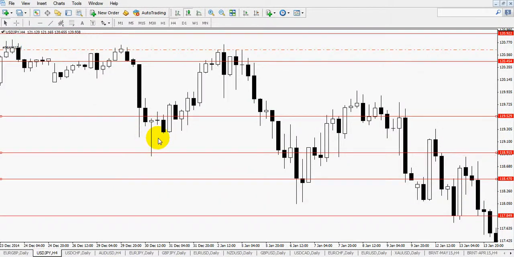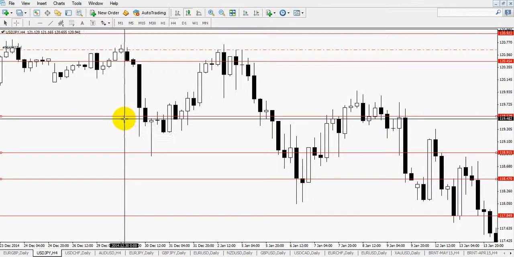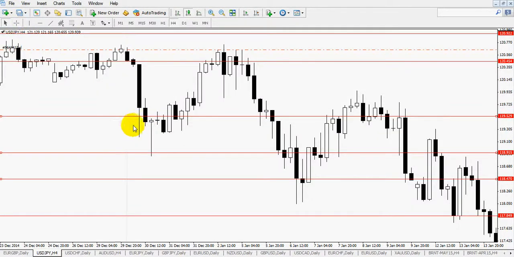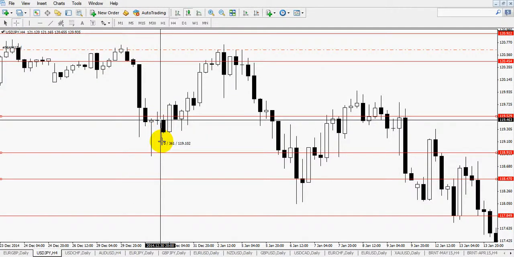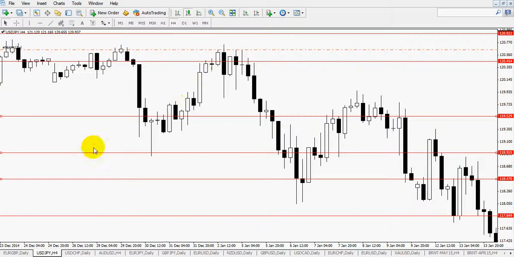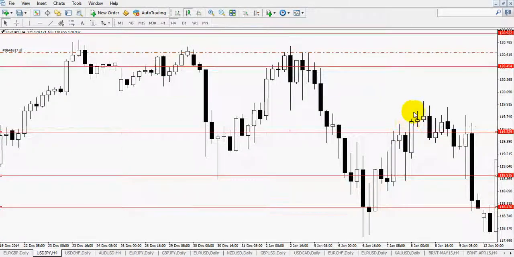Look at this one, another example where we had a nice pin bar and it retraced. You could have just entered on the break above here, and then you could have risked close to 40, making a 3 to 1 risk reward ratio. That's the most rewarding one. And then I think that's more or less it about the pin bar.